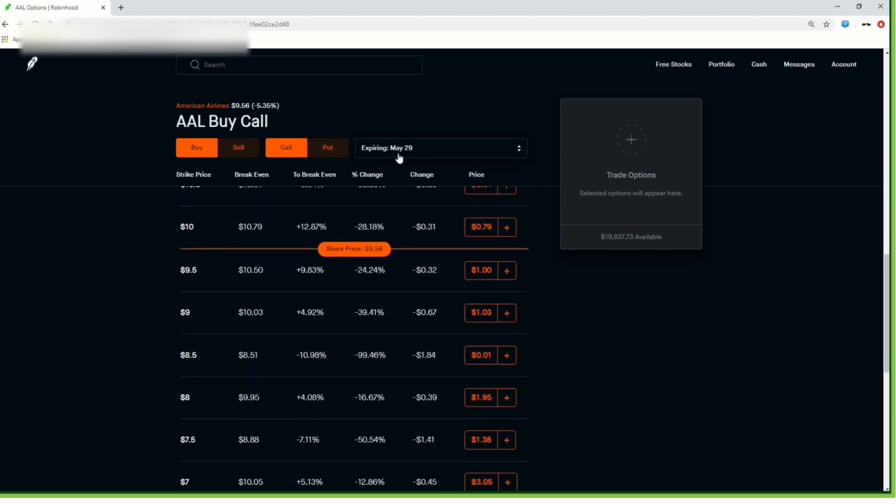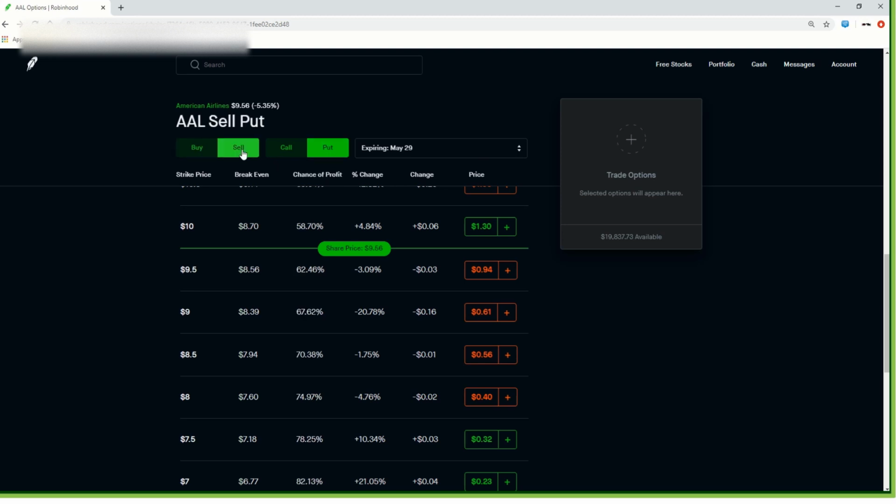I like to do 2 weeks so I can sell two options per month and make consistent passive income with minimum risk. So we'll go ahead and explore selling an option instead of buying an option this time. So we'll click put and we'll go ahead and click sell here.